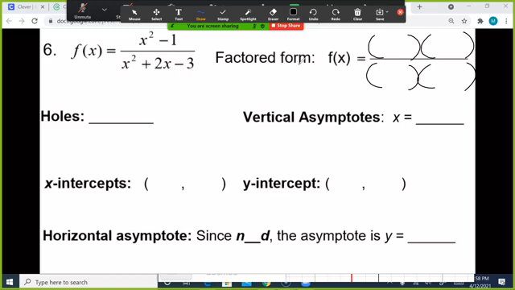x squared plus 2x minus 3. Minus 3 has to be a 1 and a 3. Just this time, which is which? Since I have a positive 2 here, I need the bigger one to be positive. That one's negative.